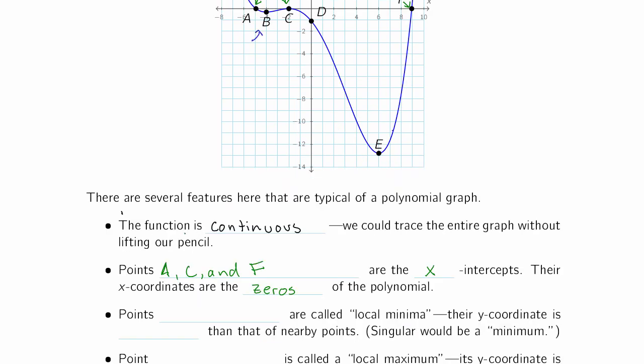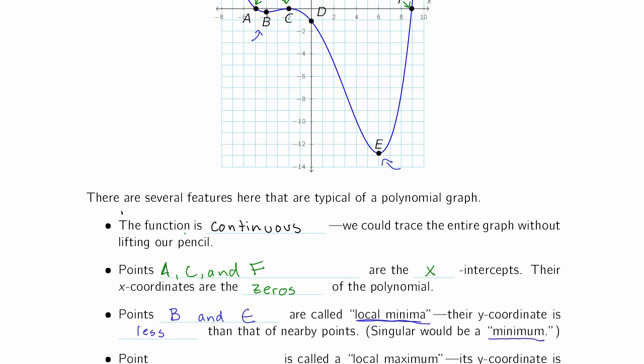The points B and E are called local minima. One would be a minimum. Minima is the plural because we're in math class, so we all speak Latin. What we mean when we say that they're a local minimum is to say that their y-coordinate is less than that of all the nearby points. We know how to find those if we happen to have a quadratic. If we have a quadratic, that's just at the vertex. If we don't have a quadratic, if our polynomial has higher degree than that, we don't know the tools that we would need to find those right now.